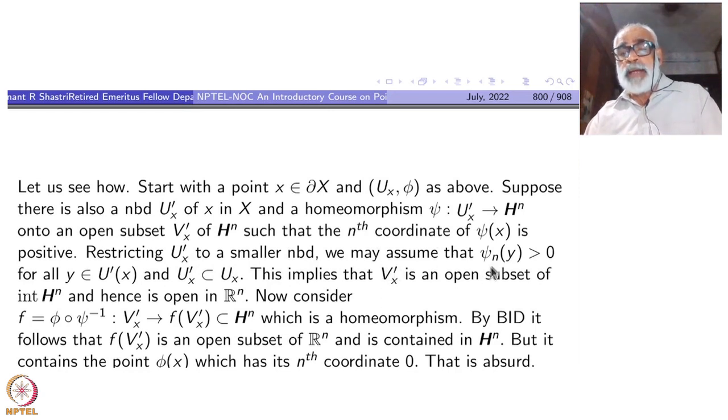We may assume that the nth coordinate of psi x is positive for all y inside this smaller subset, by continuity of psi. Once it is positive in a smaller neighborhood, it will be positive for all the points in that neighborhood. That's all I'm using. And this Ux prime is contained inside Ux. This will imply that Vx prime is an open subset of the interior of Hn, the smaller set, and hence any open subset of the interior of Hn is open inside Rn, because the interior of Hn is open inside Rn.